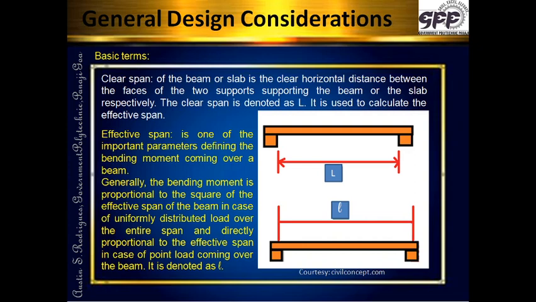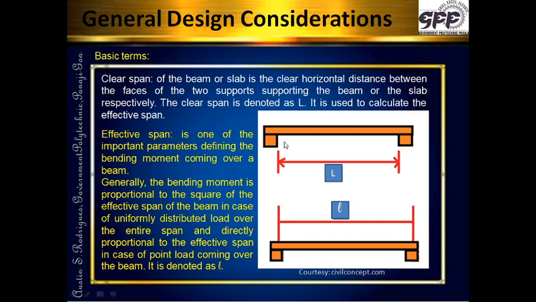Another thing to be observed over here, normally whenever there is UDL, the bending moment is directly proportional to the square of the span, the effective span, like WL squared by 8 in case of simply supported. In case of cantilever, it is WL squared by 2. So the bending moment is directly proportional to the square of the span. Now if it is a point load, it is directly proportional to the effective span itself. So please note, the most important term for us over here is the effective span.